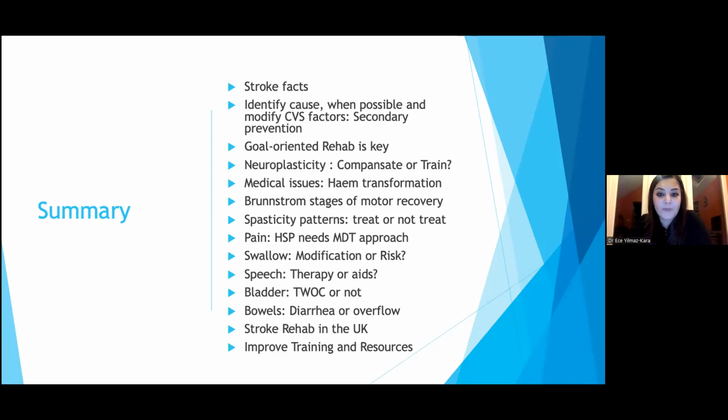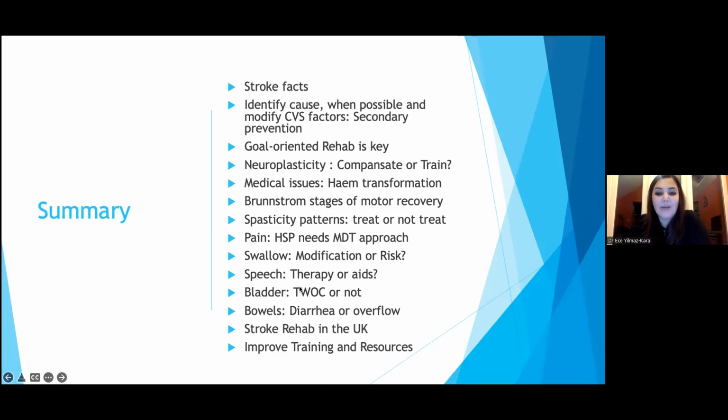Swallow and speech needs an assessment within the 72 hours after stroke onset. And swallow, we usually utilize diet modification, but patient may choose to do risk feeding. And speech, we usually consider communication aids on the later phases of stroke rehab and focus on therapy. However, we use basic communication aids so patients can communicate their needs.